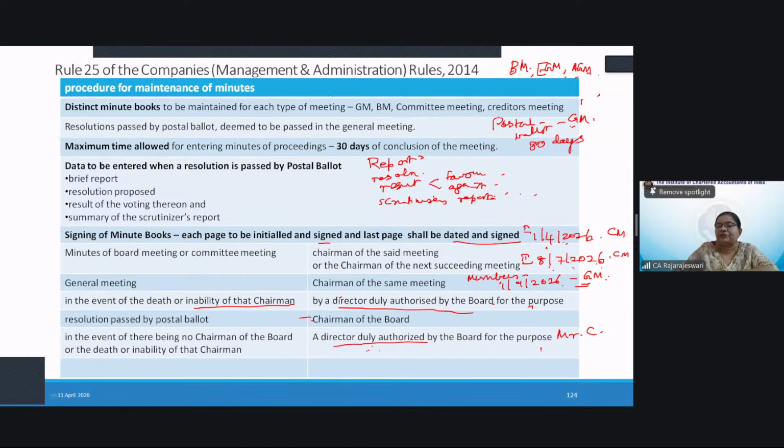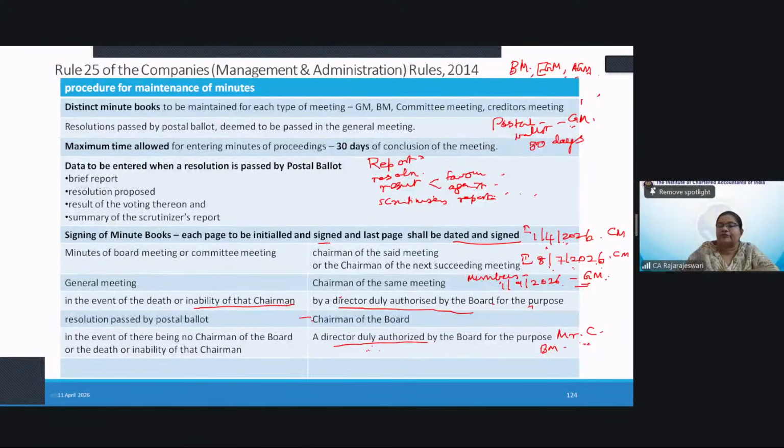Then the board meeting should specify that Mr. C is hereby authorized to sign the minutes of the meeting of the members held on 1/9/2026, and to do all such acts and things as may be necessary in this regard.